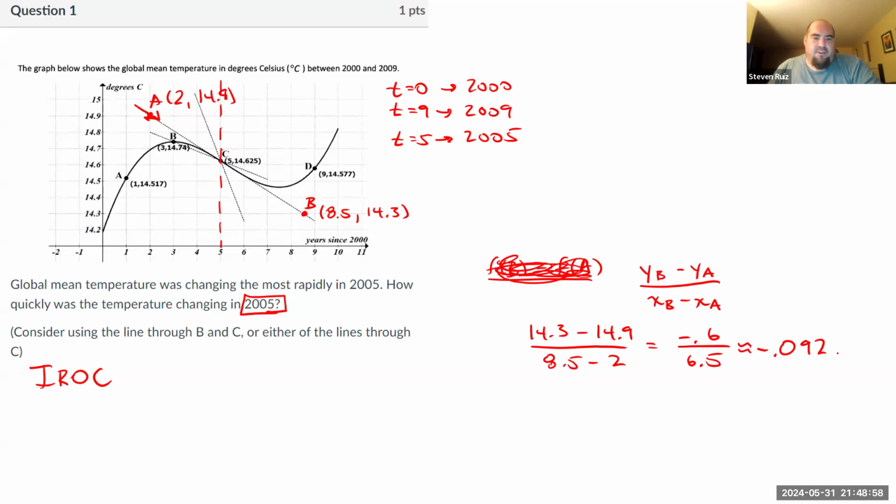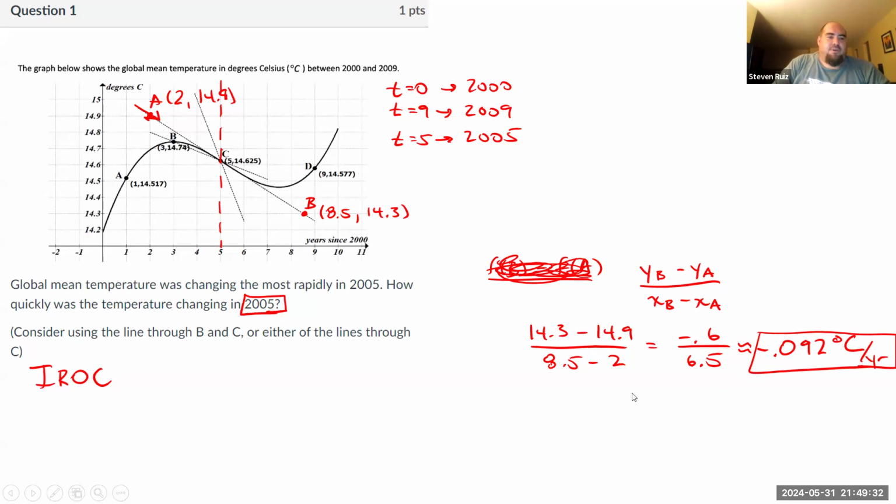And what are the units that go with this? When you're looking for the units of a rate of change, it's really going to come from whatever the units are of the quantities that are covarying. So what's our y variable? On our y-axis, that's measured in degrees Celsius. And what's our x-axis measured in? Those are measured in years. So the instantaneous rate of change here is about negative 0.092 degrees Celsius per year.